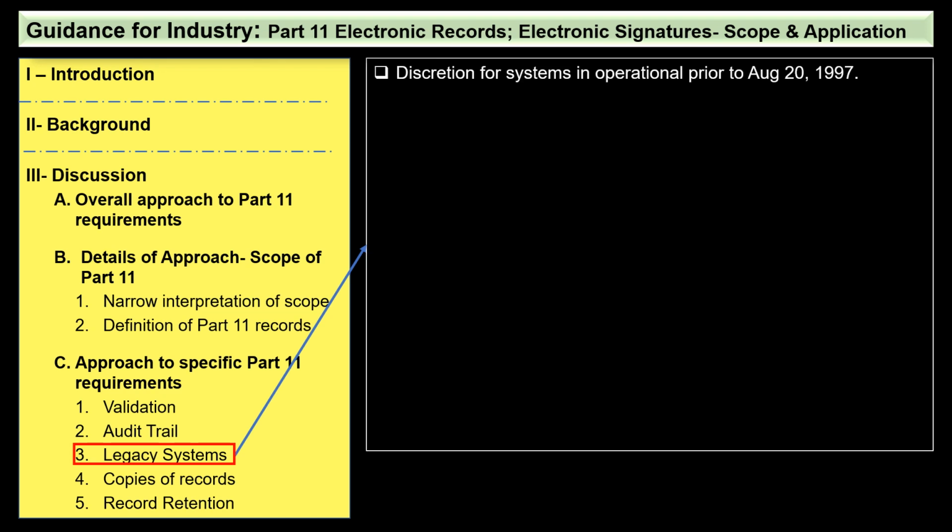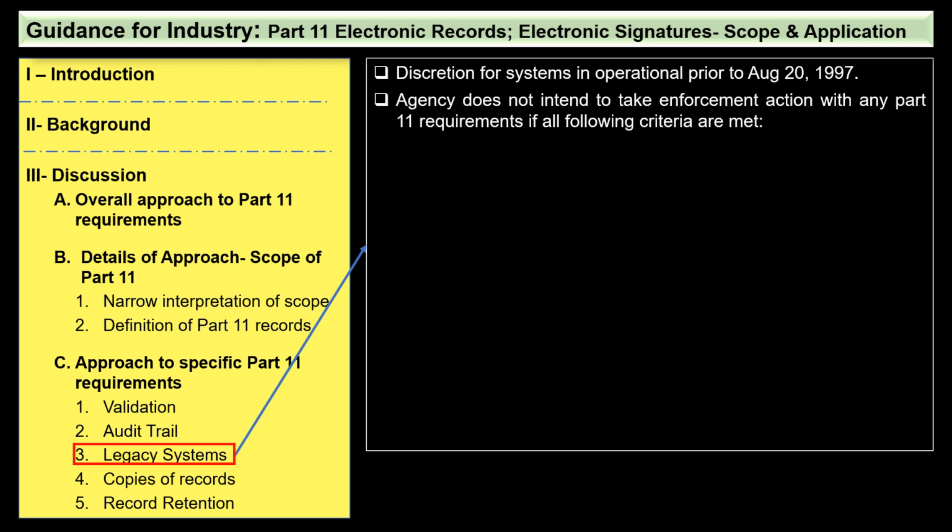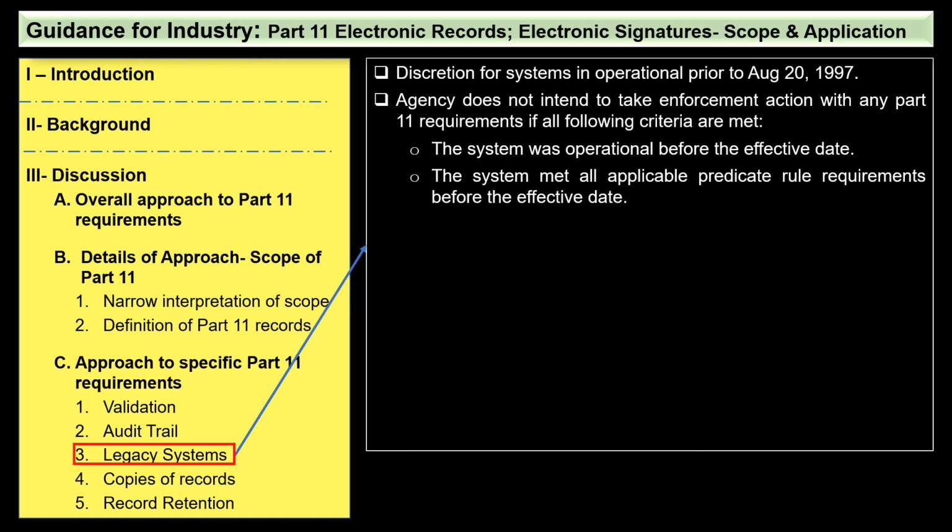We move to the legacy system. Discretion for systems which were operational prior to August 1997, that is when Part 11 became effective. The agency does not intend to take enforcement action with any Part 11 requirements if the following criteria are met for the legacy systems. The systems were operational before the effective date of Part 11, that is August 1997. The system met all the applicable rule requirements before the effective date of Part 11. Whatever the rules were effective before Part 11, if the legacy system is complying with that rule, then it should not apply the Part 11 requirements.